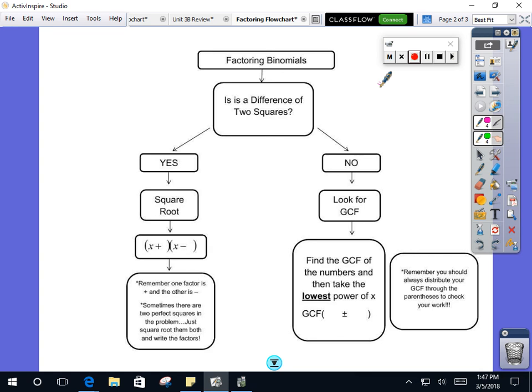X squared minus 4x? Okay. Okay, so it is a binomial. So the first question that is asked is, is it a difference of two squares?